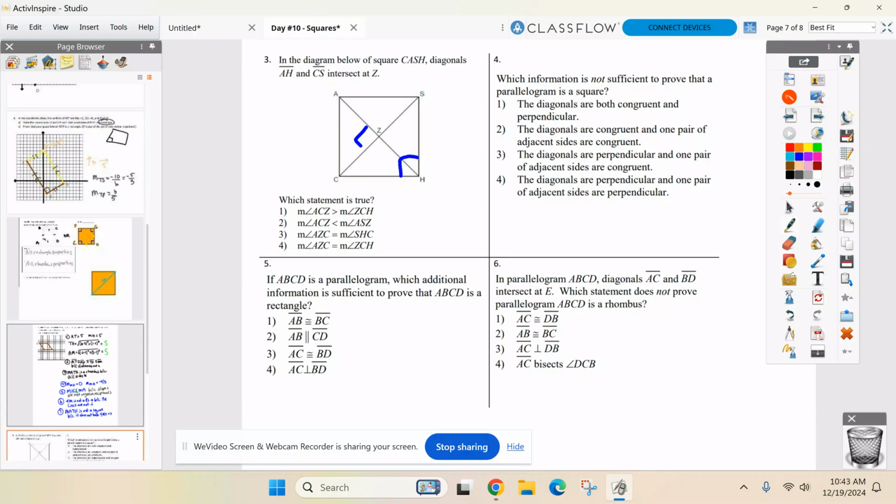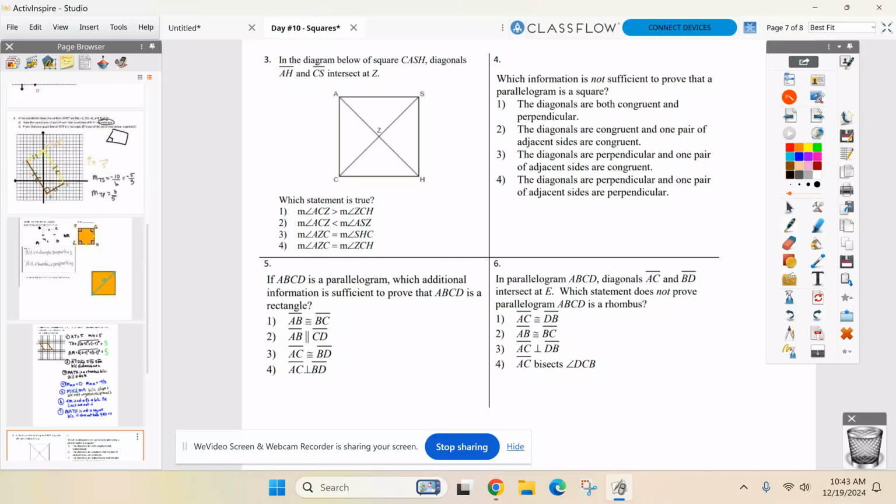Now I'm really testing your group's ability to know when it's a square or not. So number 4, what is not enough to prove the parallelogram a square? It's already a parallelogram, so you need rectangle and rhombus properties both. If you need to draw out the diagram to see if it's a square or not, which one is not good enough to say it's a square?